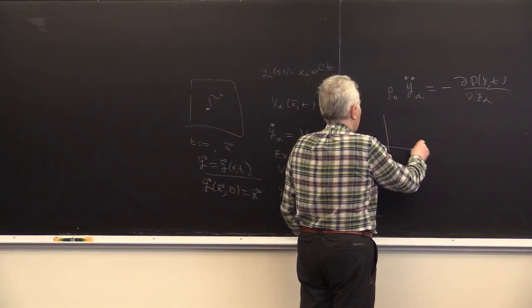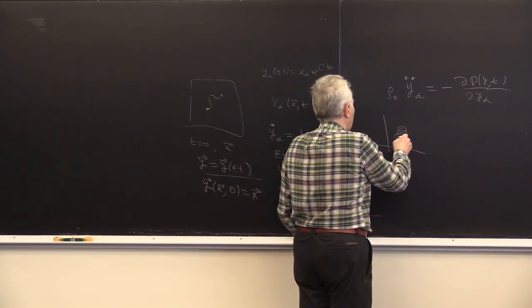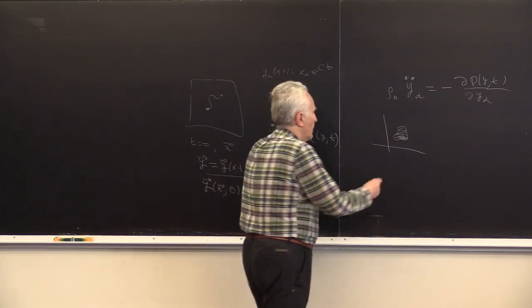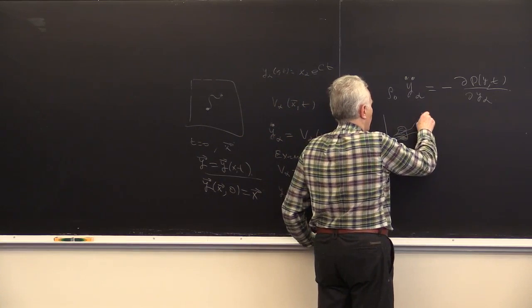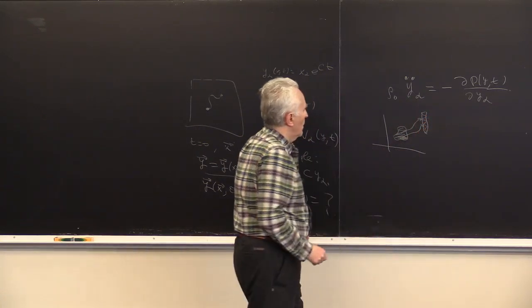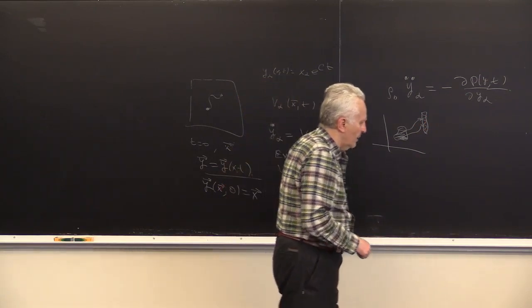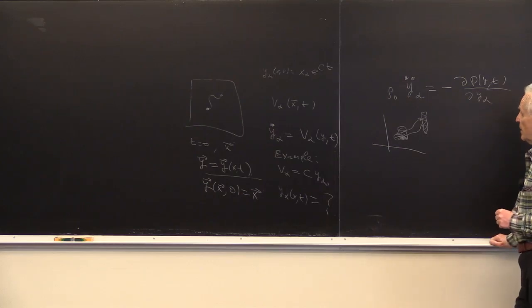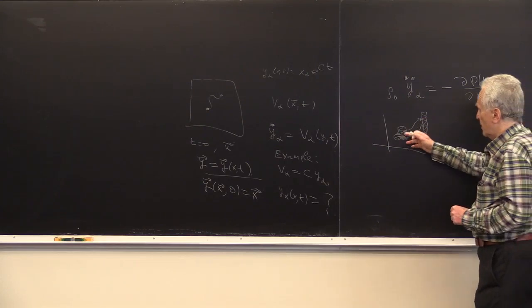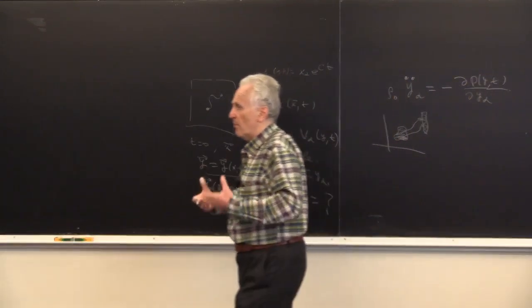Incompressibility means that if you have a volume in this space and the volume moves, it changes its shape, but since the density is constant, the volume actually doesn't change. The volume is the same, so that follows from mass conservation.